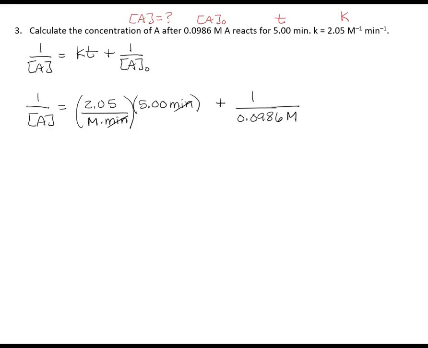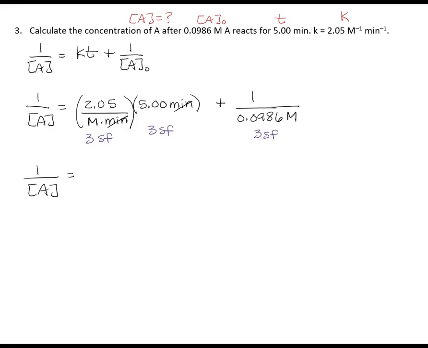Looking at the sig figs, we have 3 sig figs for K, 3 sig figs for time. That quantity KT will give us 3 sig figs, and the quantity 1 over A naught will also give us 3 sig figs. And we'll see what that looks like in terms of decimal places and how we need to report our final answer. So I'm going to go ahead and do the intermediate calculations.